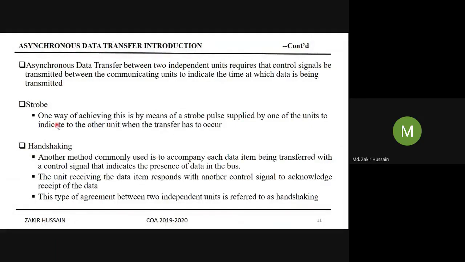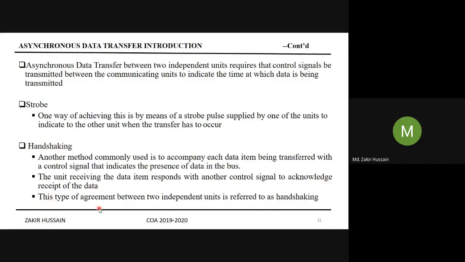One way of achieving this is by means of a strobe pulse supplied by one of the units to indicate to the other unit when the transfer has to occur. This is one way. The other way is the handshaking method. Another commonly used method is to accompany each data item being transferred with a control signal. Along with the data, you also have a control signal that indicates the presence of data in the bus. The unit receiving the data item responds with another control signal, so there are two control signals. One control signal is from the transmitter, the other is from the receiver. The receiver uses this control signal to acknowledge receipt of the data.